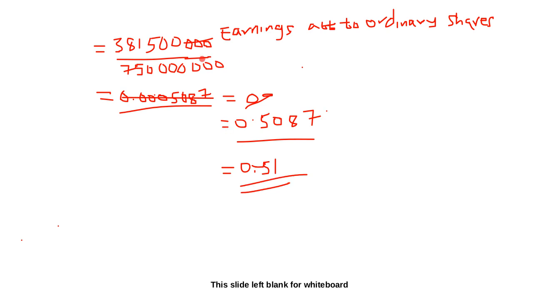So please note what we had forgotten to include. The amounts there were in thousands. So 381,500 should be 381,500,000. Then we divide it by 750 million. Any questions so far before we look at our next example? Any question?